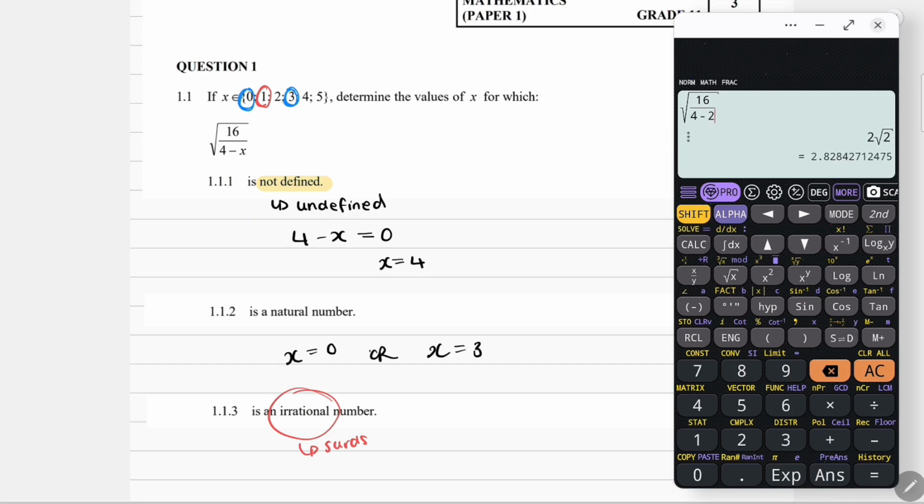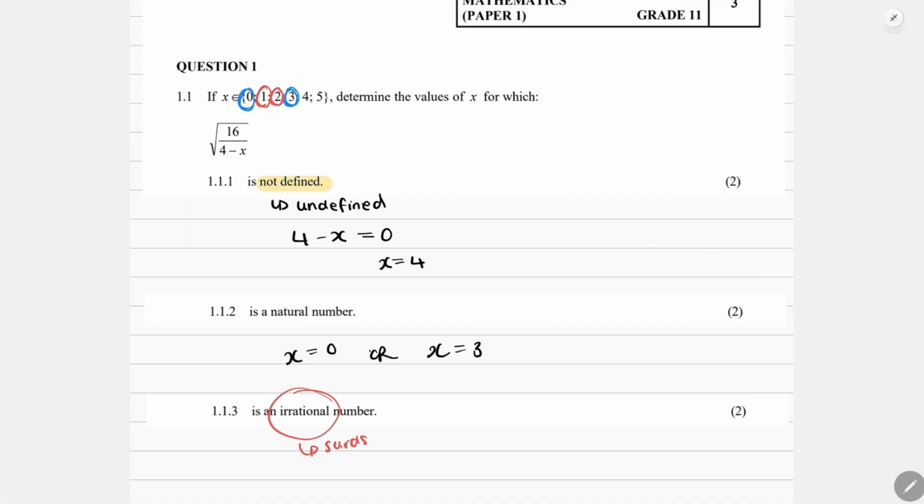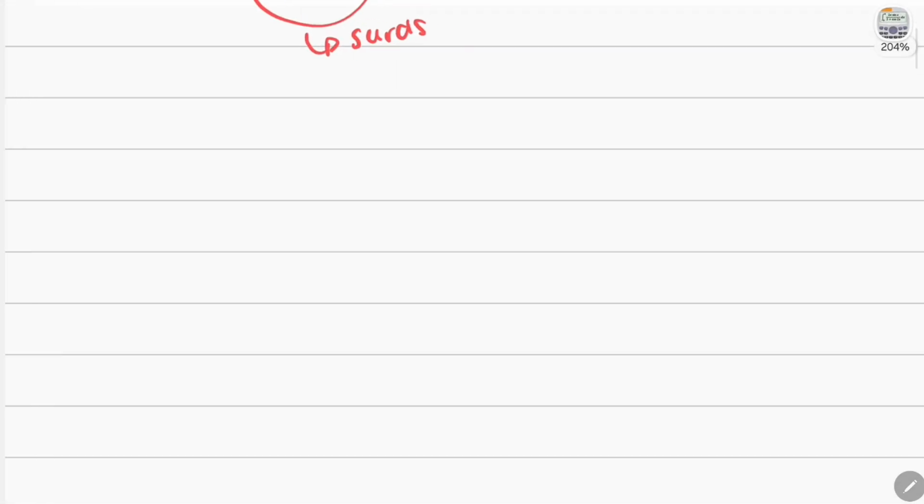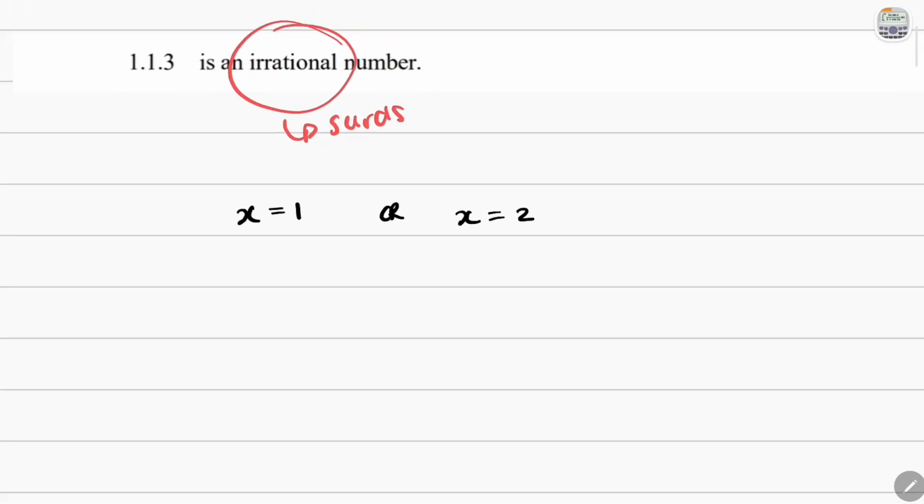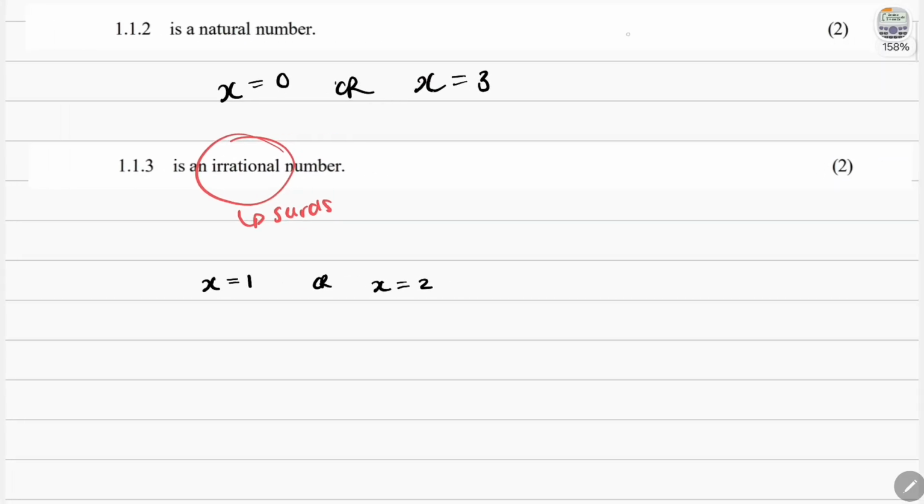If you try 2, it also works. That's also a third. And if you try 4, you know it won't work. And 5 gives you non-real. So it works for 1 and 2. So this is where x is equal to 1 or where x is equal to 2. And that is our answer. And moving on to the next question.